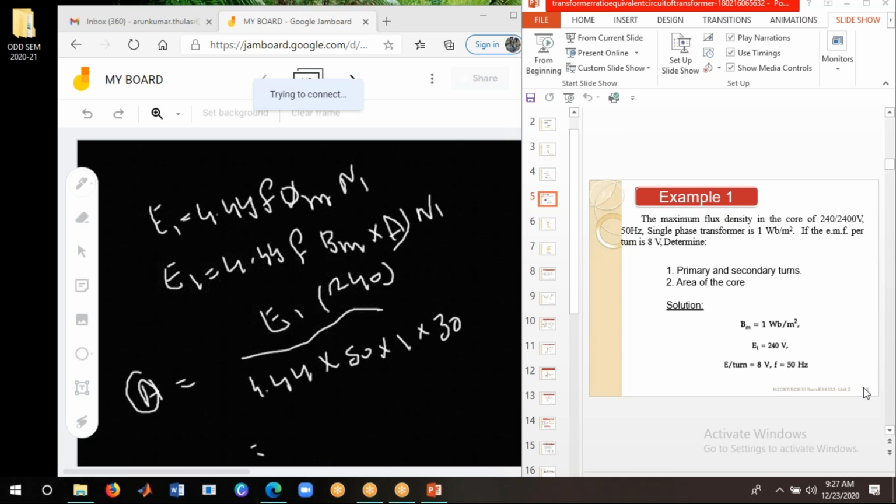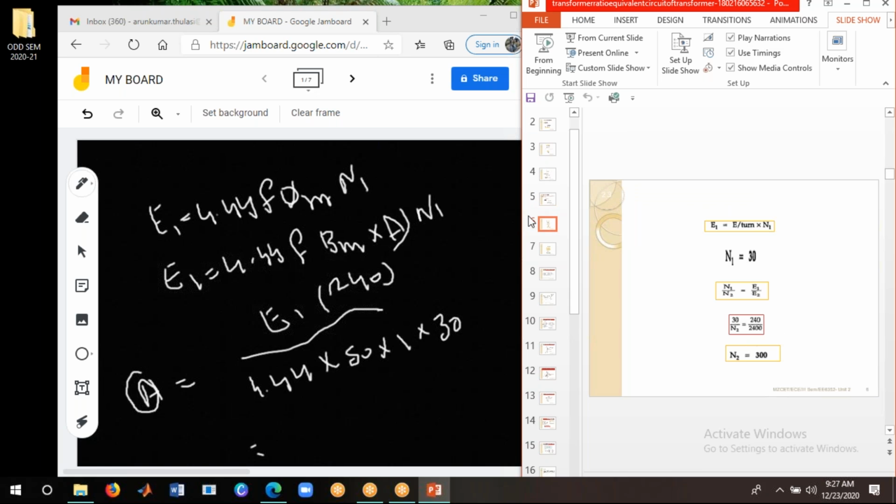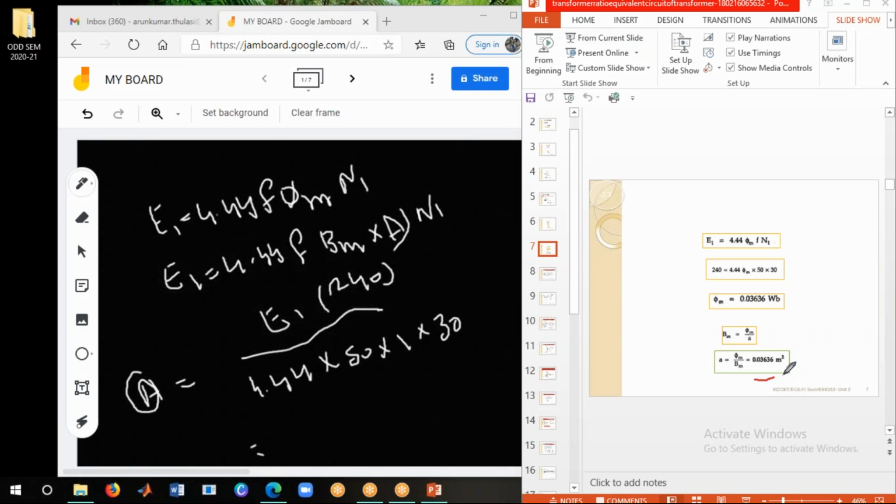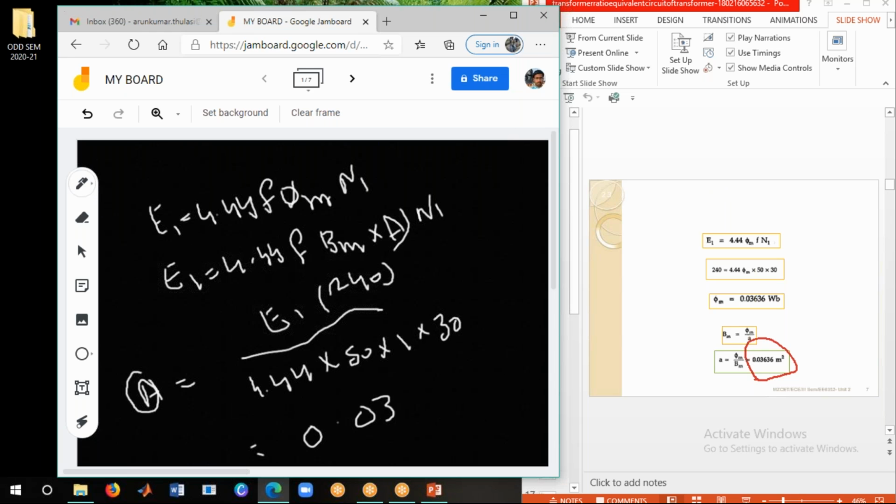Students, you got that value, right? What is the value of A? 0.03. Then what is the unit of area? Meter square. Super. So the value of A we got here is 0.03. So A equals 0.03 meter square. So this is the value of A.